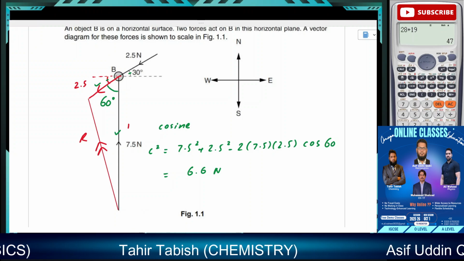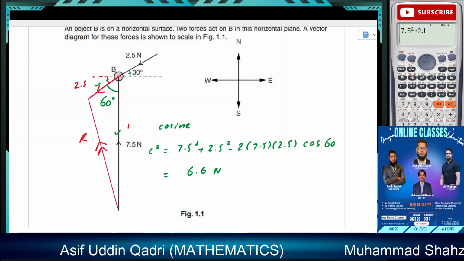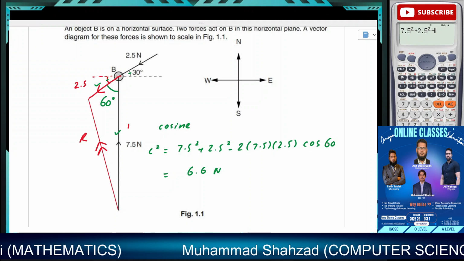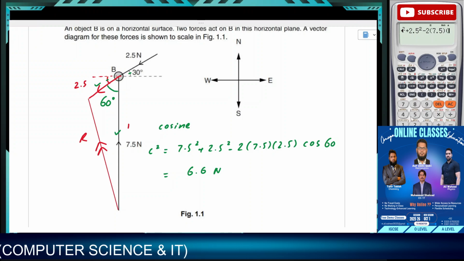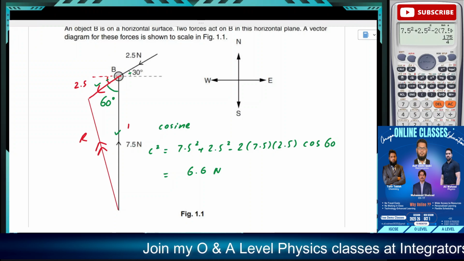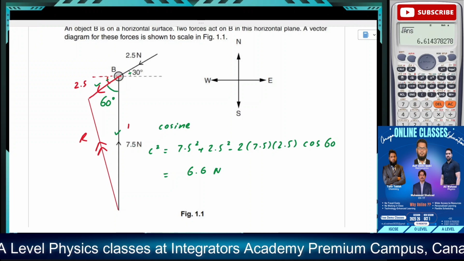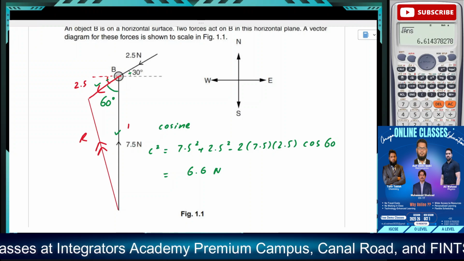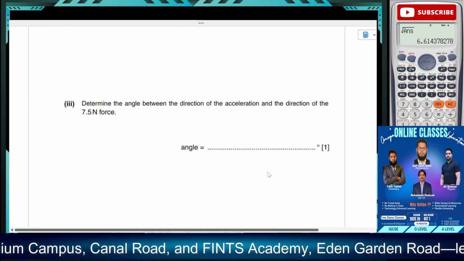And how do you solve from here? Well, you write it all together all at once. Plus 2.5 square minus 2ab, and b would be this much, and cos of the angle between these two was 60, and square root of the answer, 6.614. In 2SF, we get 6.6. Let's move on to the next one.